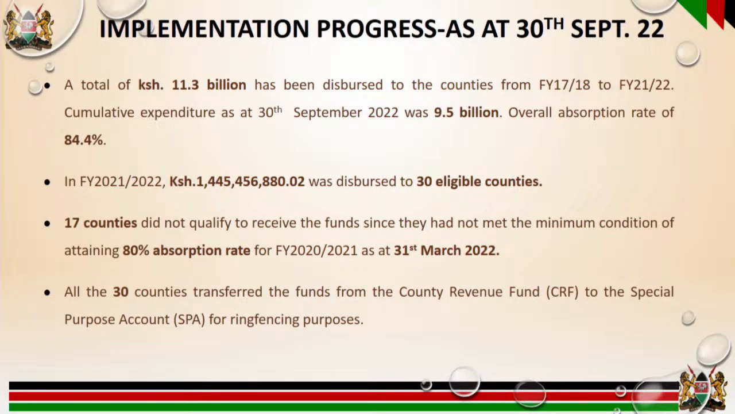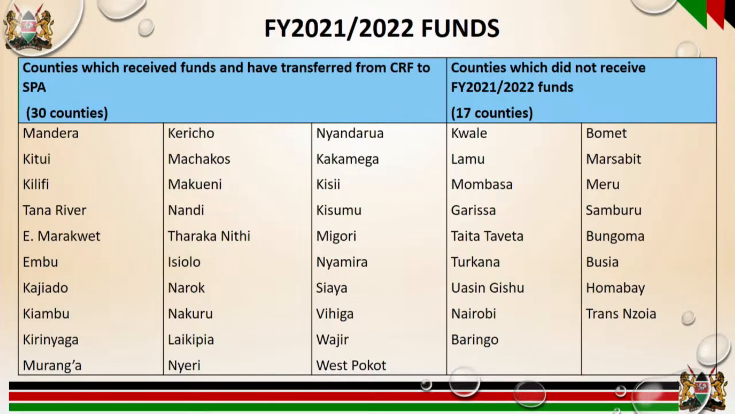So just something on the progress. So far, under the THS project, we've disbursed 11.3 billion to the counties. That is from financial year 17-18 to financial year 21-22. We are currently at 84.4% absorption rate. For the last financial year 21-22, we had 1.45 billion being disbursed to 30 eligible counties. So 17 counties, of course, like I mentioned earlier, did not attain 80% expenditure documentation rate, and therefore missed out on the funds. Just to move on quickly and flash the counties.